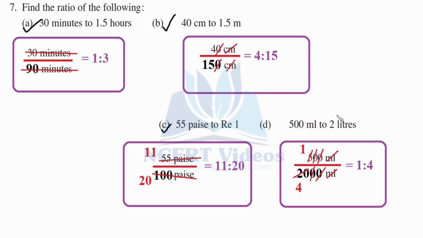D part, 500 milliliter to 2 liters. Again, 1 liter equals 1000 milliliter. This is the conversion factor. So 2 liters would mean 2000 milliliter. Therefore now we have the same units. Now milliliter get cancelled out, 2 zeros are cancelled out, and 1 5s are 5, 4 5s are 20. Therefore the required ratio is 1:4. Remember to make the units the same.